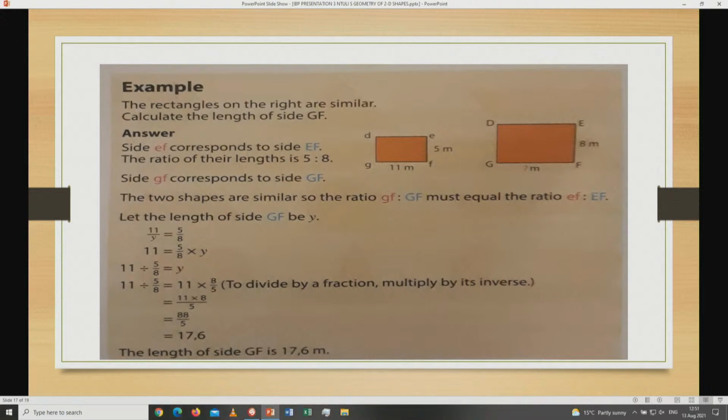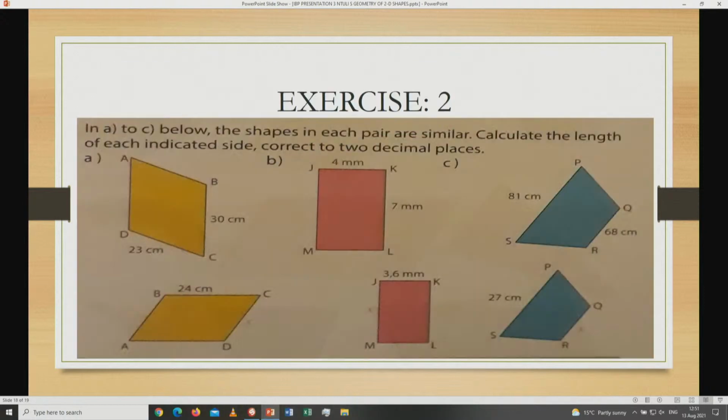Right. Now let us try it practically together, guys. Now let us look at the following. It says in A to C below, the shapes in each pair are similar. Calculate the length of each indicated side correct to 2 decimal places. Be careful. You are already told that they are similar.